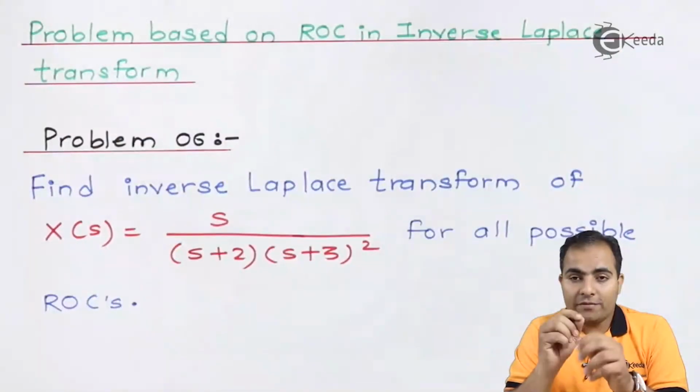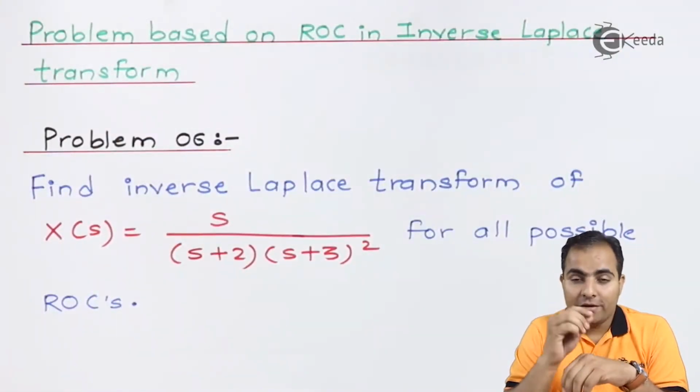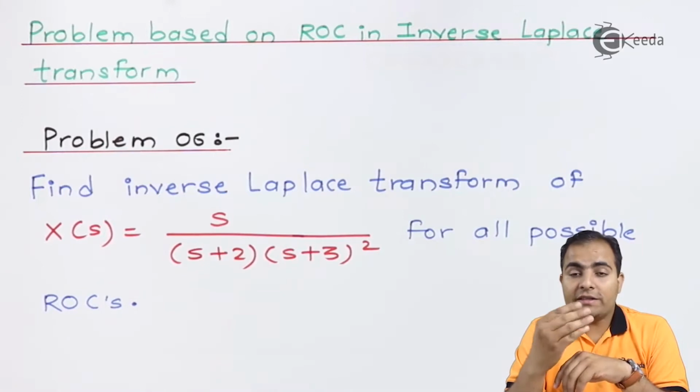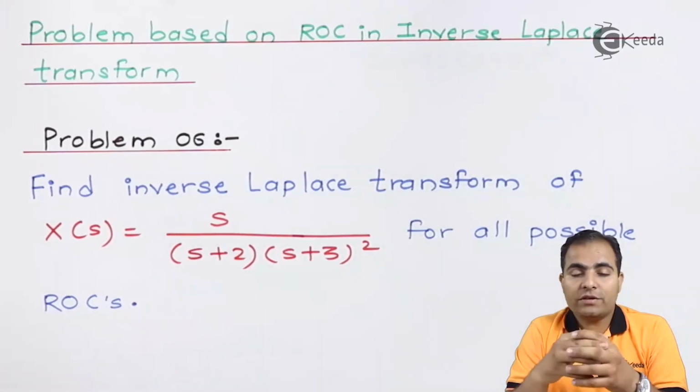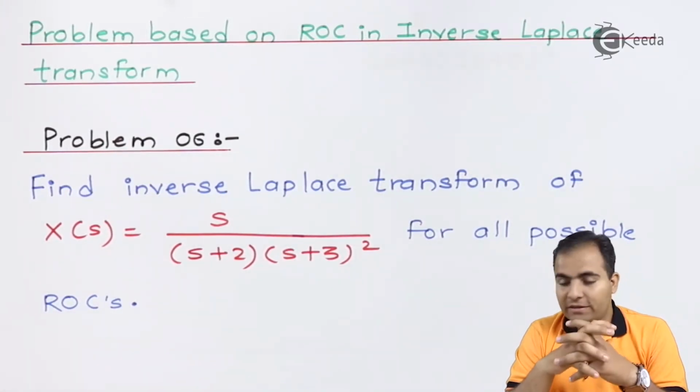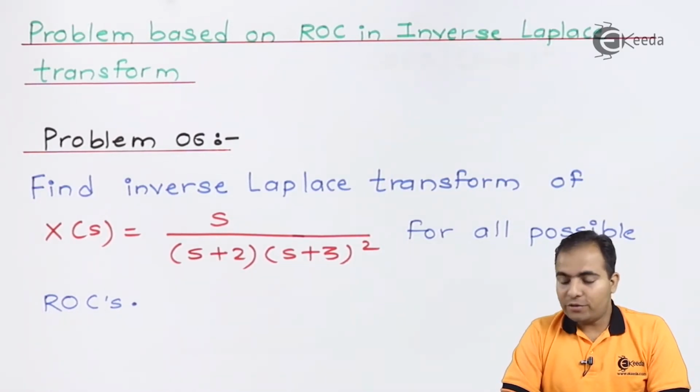In this question, I have not mentioned any single ROC. We have to find out what the different ROCs can be, or can exist. And this is the new type of numerical that I'm going to solve at the end. So let's move on to problem number 6 first.